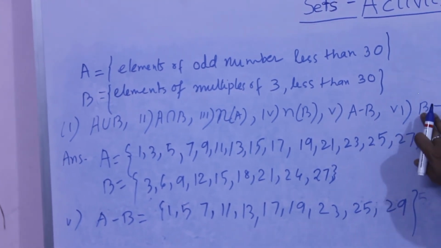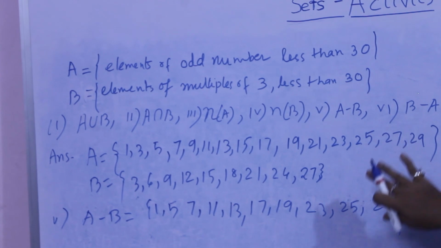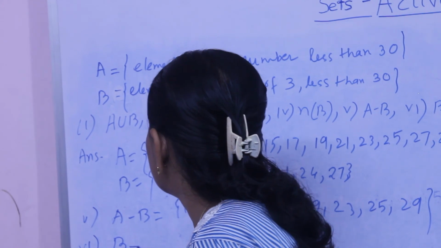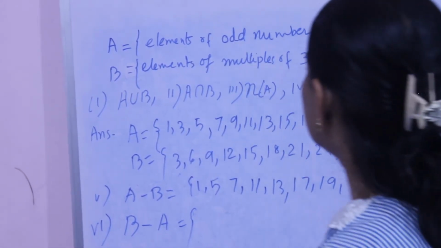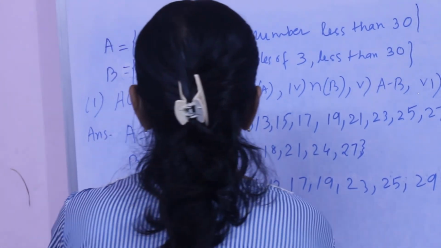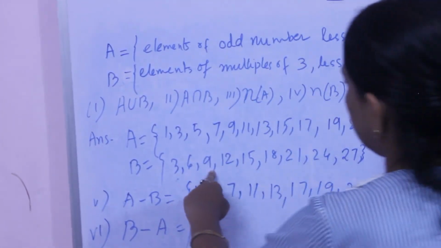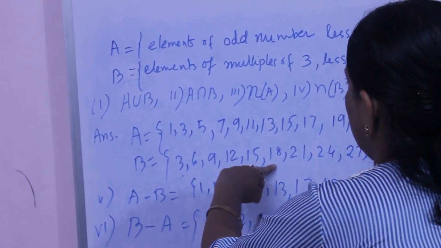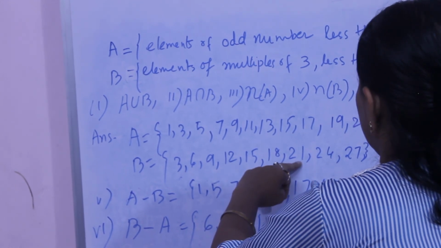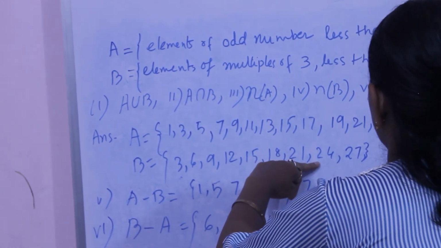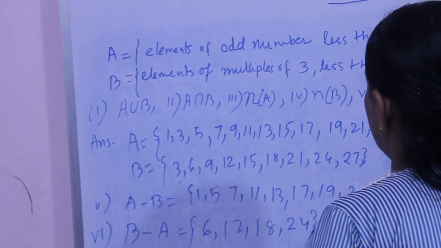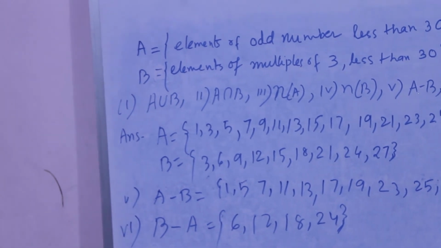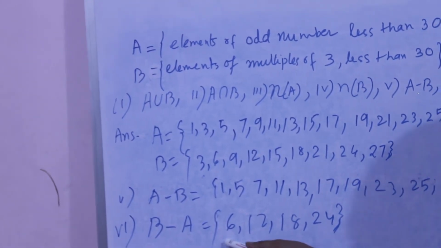Next, we have to find B minus A. That means elements present in set B but not in A. So here 6, then 12, then 18, then 24. Correct? We have to find it this way.